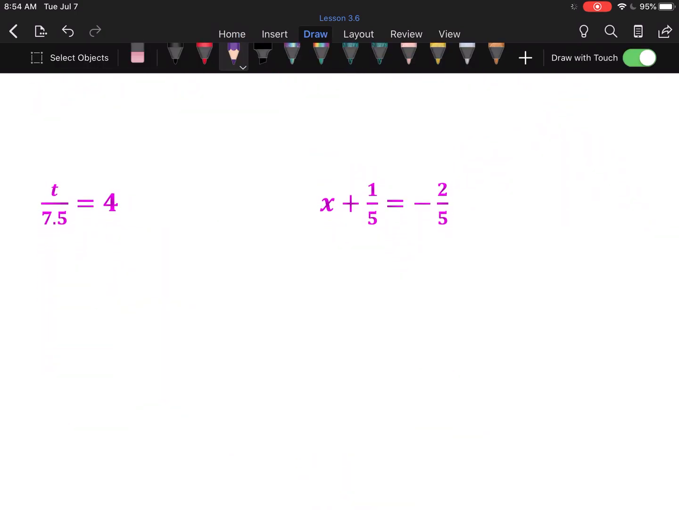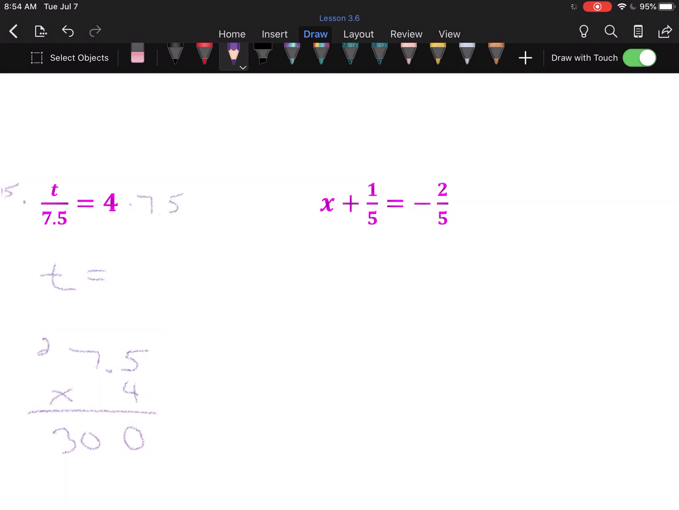Here I have T divided by 7.5 equals 4. So we will multiply both sides by 7.5. Multiplying both sides by 7.5, T will be, and I'll just drop down here to do my 7.5 times 4. Remember, I like to put the shorter number on the bottom. 4 times 5 is 20, carry the 2. 4 times 7 is 28. 28 and 2 is 30.